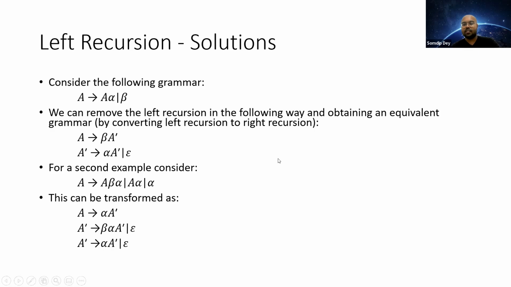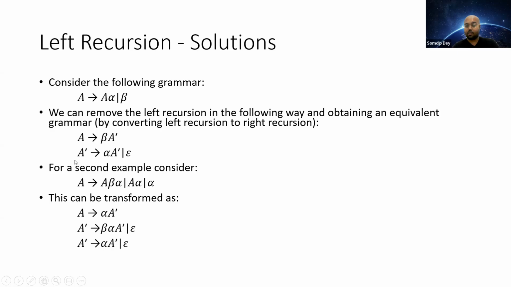So let's consider another example. It's the same as the previous one where capital A produces capital A alpha or beta. Now here we can remove the left recursion in the following way. The way we approach it is by converting the left recursion to right recursion. Given this production rule, where capital A, which is a non-terminal, produces capital A alpha or beta, we create a new production rule where capital A dash produces alpha followed by capital A dash or epsilon. And as you all know, epsilon is an empty string in the production rules of a grammar, right?